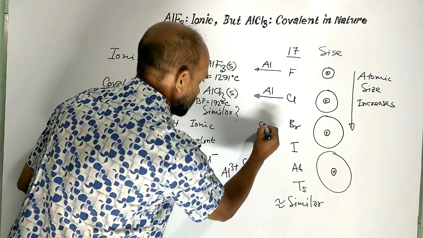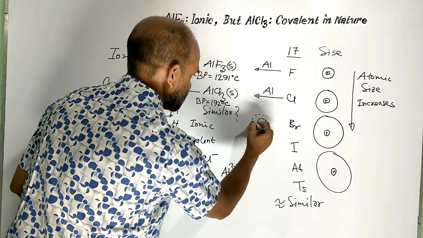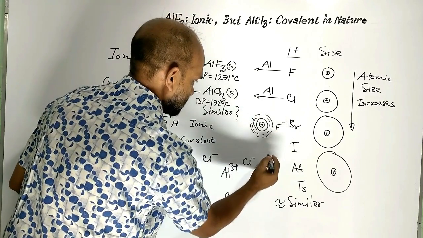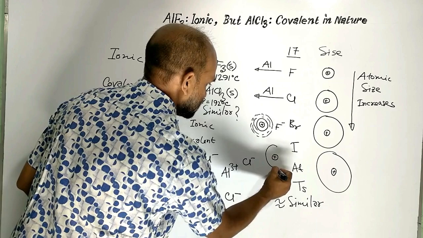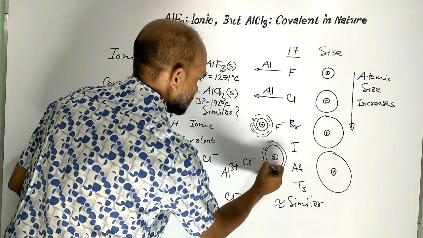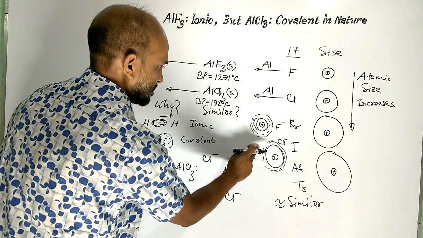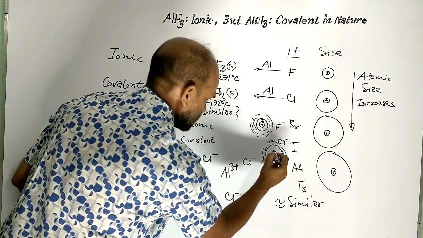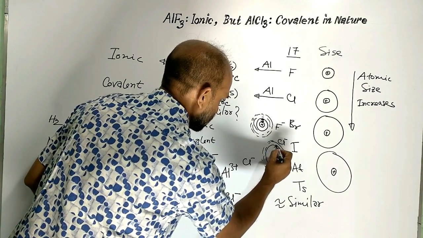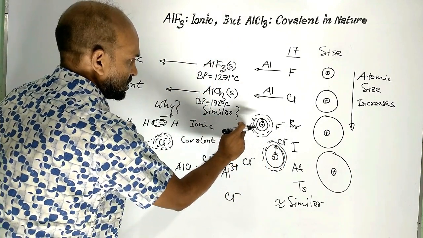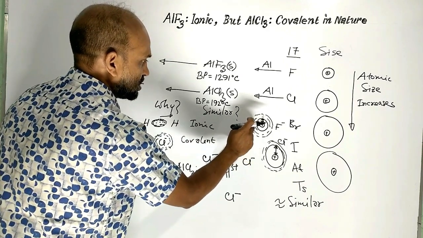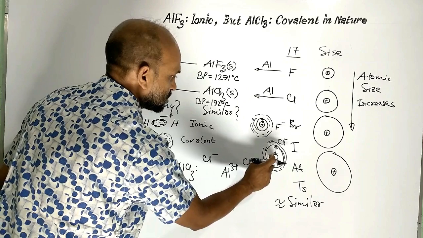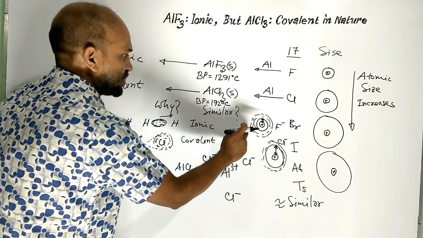But we know fluorine is smaller in size. This is the electron cloud around fluorine or the fluoride ion, and this is the chloride ion, which is a bit bigger in size, and this is the electron cloud of the chloride ion. In case of the fluoride ion, the distance between electron cloud and nucleus is less. That is, the electron cloud is strongly bonded to the nucleus due to the less distance. But in case of the chloride ion, the electron cloud is comparatively loosely bonded to the nucleus due to the greater distance compared to the fluoride ion.